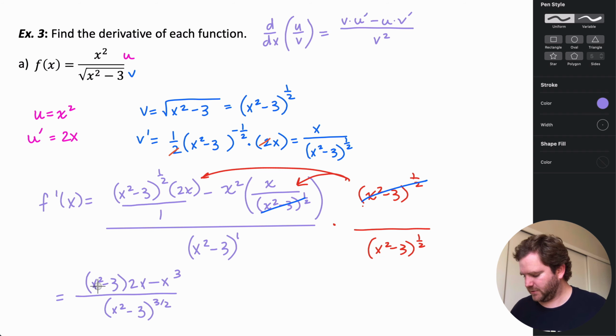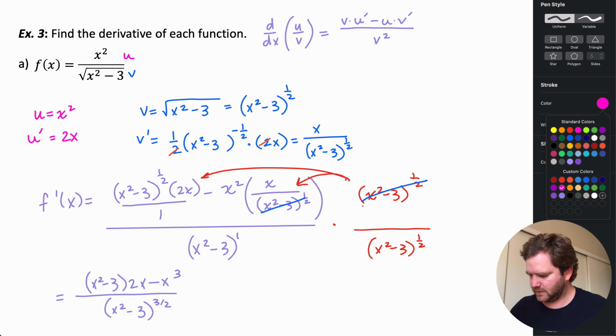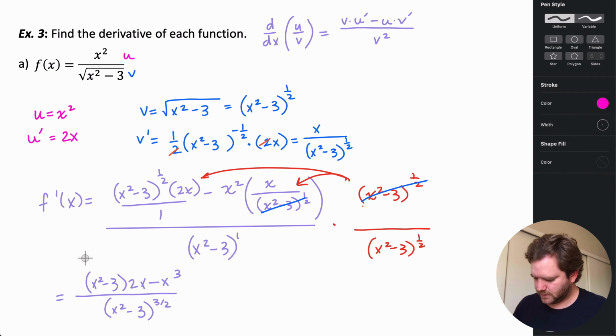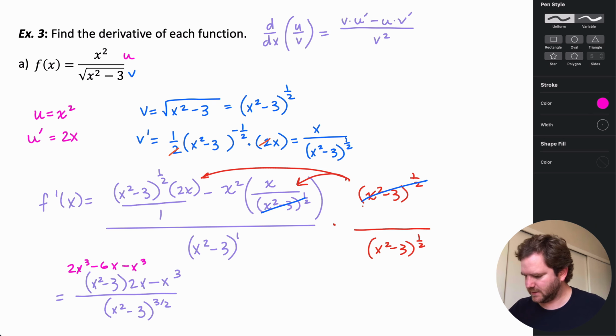Okay, and then do a little bit of simplifying. So if we distribute here, that's going to give us a 2x cubed minus 6x minus x cubed. So that would be an x cubed minus 6x. So x cubed minus 6x all over this quantity here, x squared minus 3 to the 3/2.